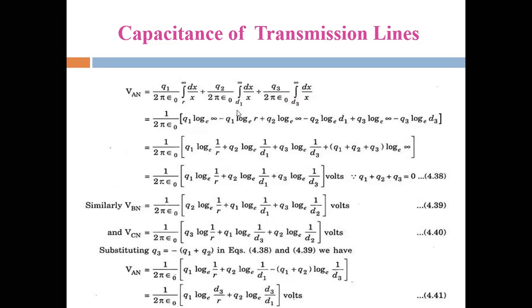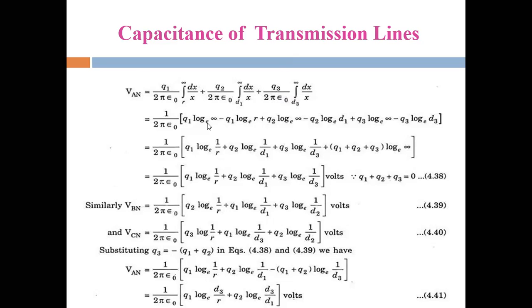Okay, that's why we are representing the d1. Okay, d1 to infinity dx by x, plus Q3 by 2 pi epsilon naught integral D3 to infinity. Okay, the distance between the conductor A to B is the D3.